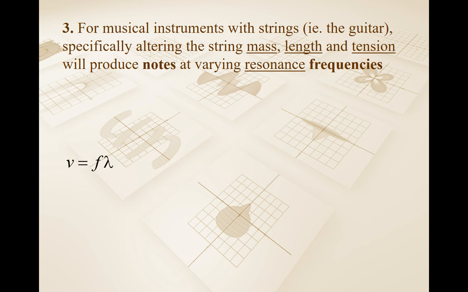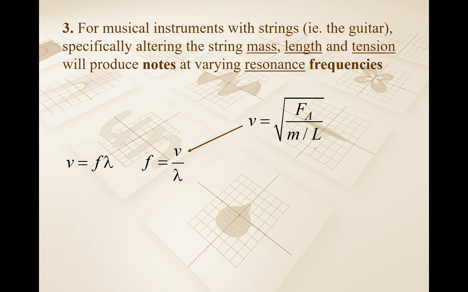So let's look at this. This is my universal wave equation, V equals F times lambda. If I manipulate the universal wave equation for F, I would have F is equal to V divided by the wavelength. Now, V is equal to the square root of FA divided by m over L. One way we could alter the resonance frequency produced by a musical instrument, and we'll talk more about pitch and how we interpret sound in the next lesson, would be to change the wave speed. Well, how can we change the wave speed?